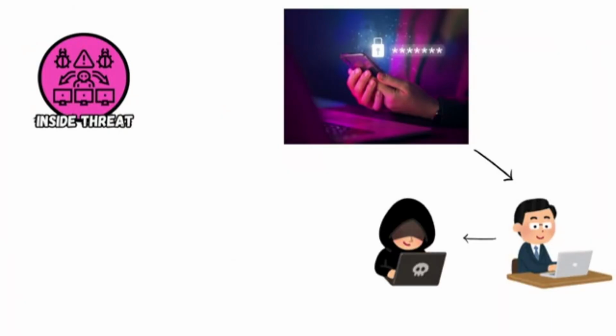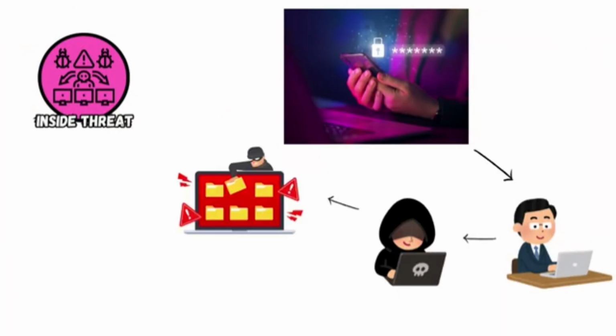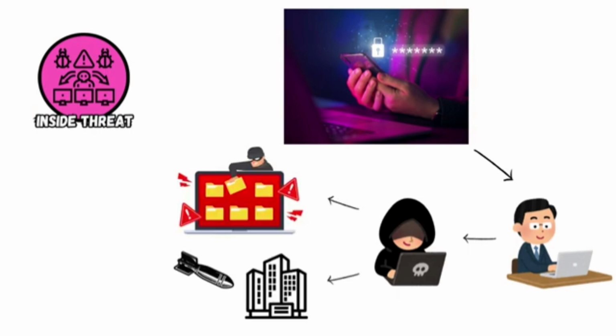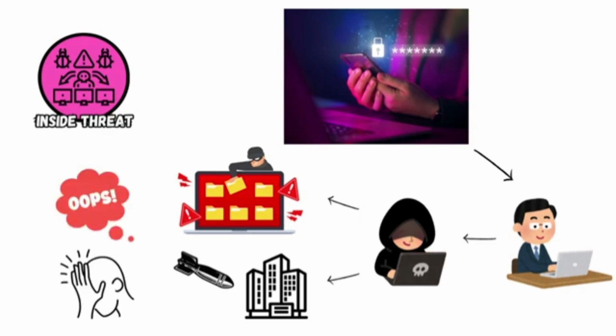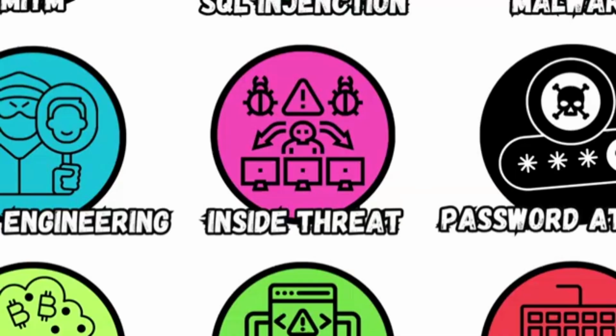Next one is insider threat. So an insider threat occurs when someone inside an organization, such as an employee, contractor, or business partner, misuses their authorized access either intentionally or accidentally. So for example, an employee copies confidential customer data onto a personal USB or accidentally sends sensitive company information to the wrong person. So this is the concept of insider threat, okay?